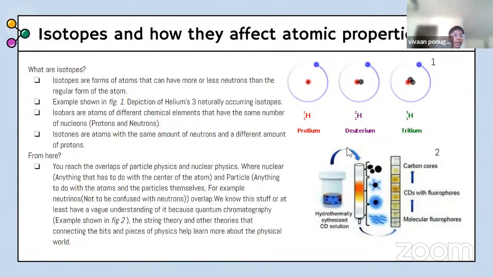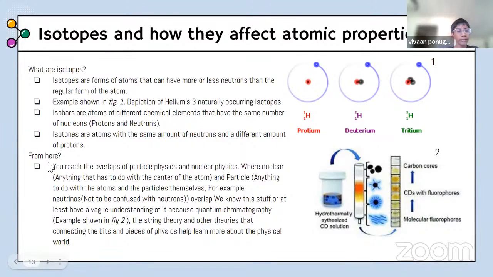So isotopes are atoms of the same chemical element that have the same number of protons. Isobars are atoms of different chemical elements that have the same number of nucleons, protons, and neutrons. Isotones are atoms with the same amount of neutrons and a different amount of protons.